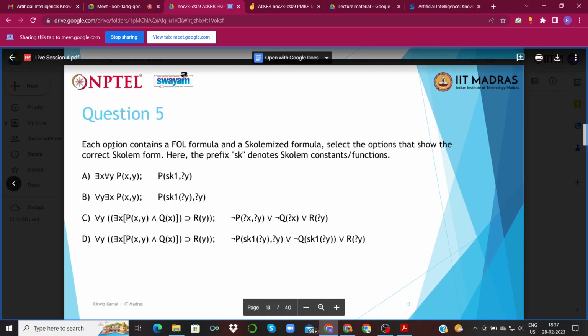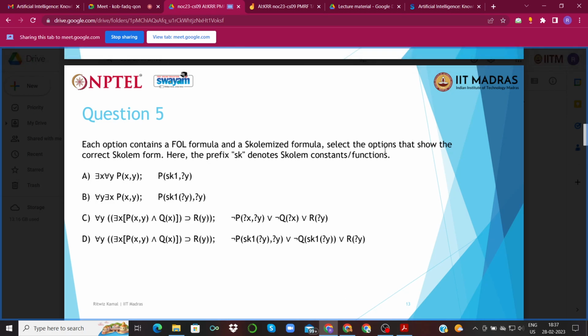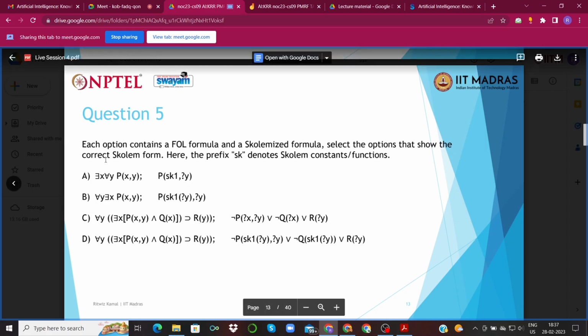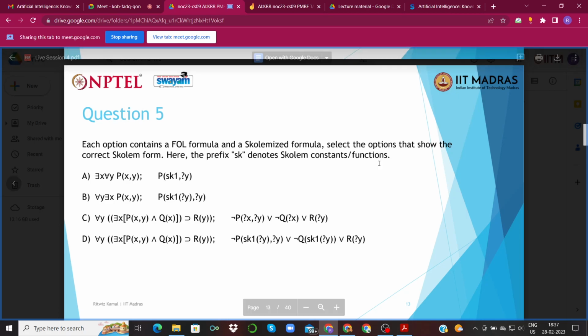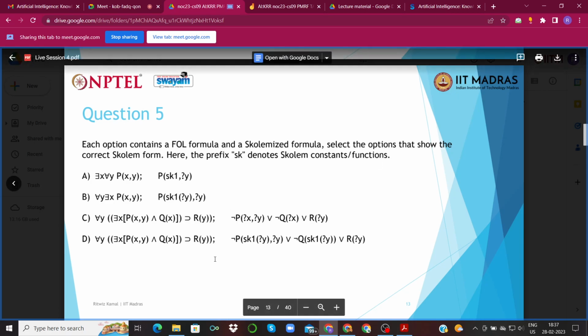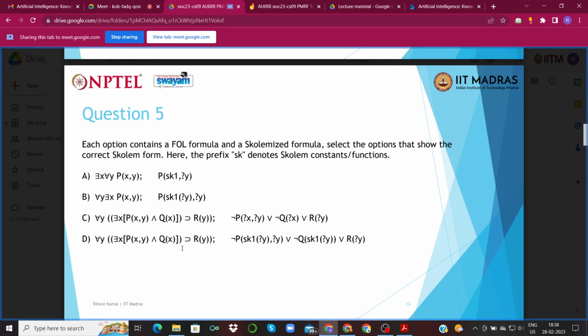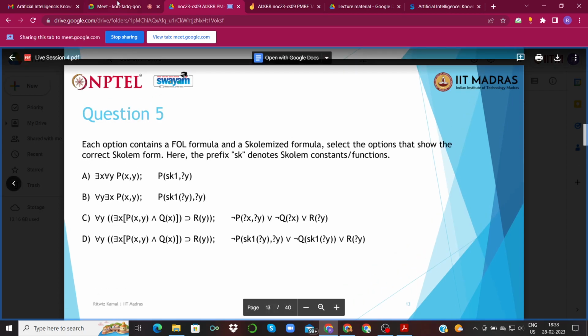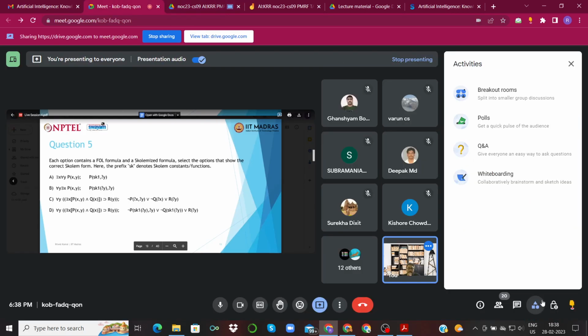So here each option contains a first order logic formula and a Skolemized formula. We have to select the options that show the correct Skolem form. Here Sk basically corresponds to a Skolem constant or a function depending on the scenario or situation. You have to select the correct Skolemizations from the following four options. Once again I'll launch a poll for this question.